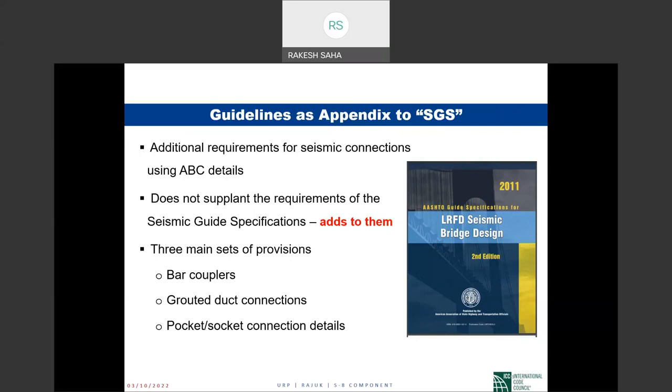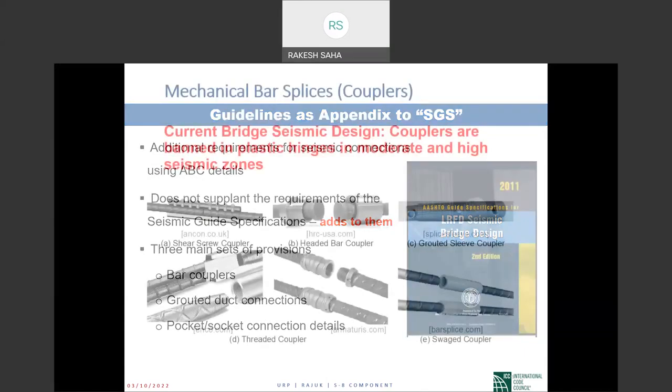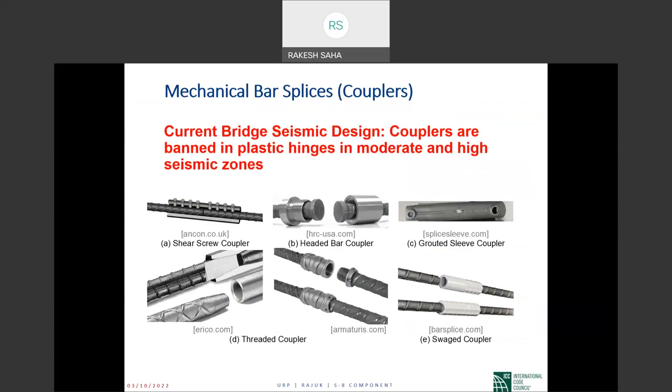The provisions that we have developed are about bar couplers, the grouted duct connections, as well as pocket connections. Now, let's talk about couplers. First of all, current seismic codes for bridges do not allow using couplers in plastic hinges. So we are trying to address that. Again, when it comes to moderate and high seismic zones, they're banned.